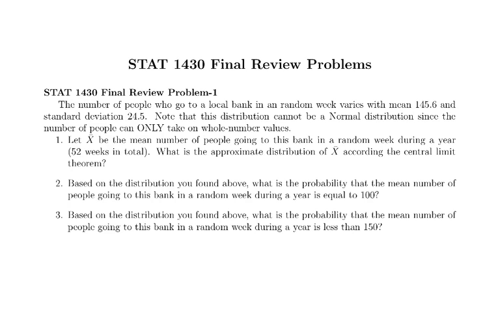We'll firstly look at this problem about the number of people going to a local bank. From this problem, we know that the number of people who go to a local bank in a random week varies with mean 145.6 and a standard deviation 24.5. Because the number of people can only take on whole numbers, this distribution cannot be a normal distribution. Now we look at the first part.